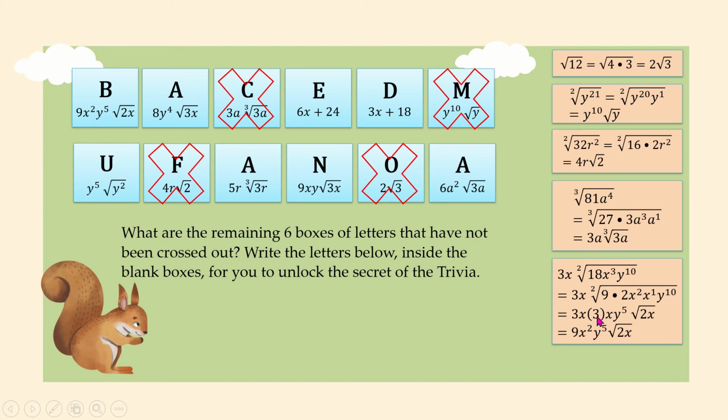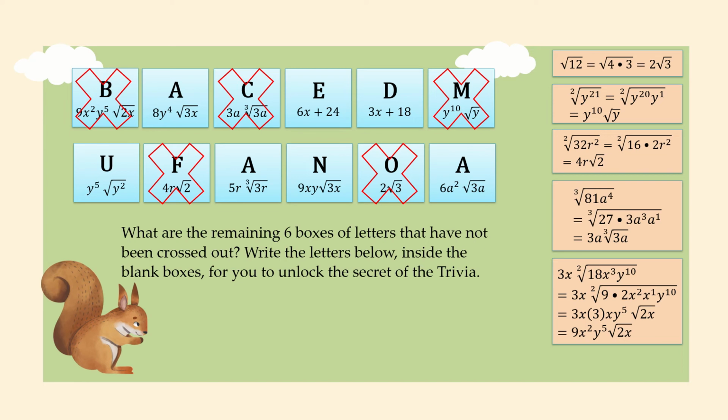So, to finalize our answer, 3 times 3 is 9. X and x, this is now multiplication, the product of powers. It means we add powers. If we multiply variables with the same base, we simply add the exponents. So, this is understood as x1 times x1, therefore x squared. Then we copy y exponent 5. Then copy square root of 2x. So, where can we locate this answer? On the blue boxes, you have there letter B. So, B is crossed out.